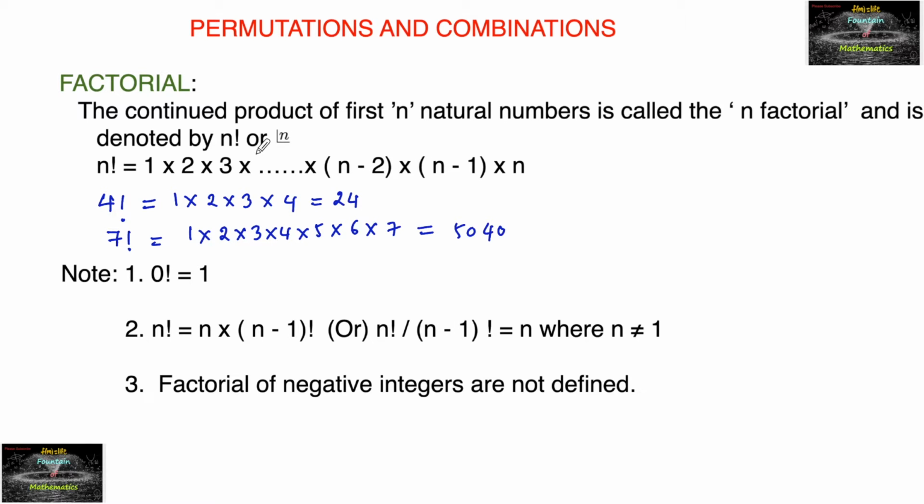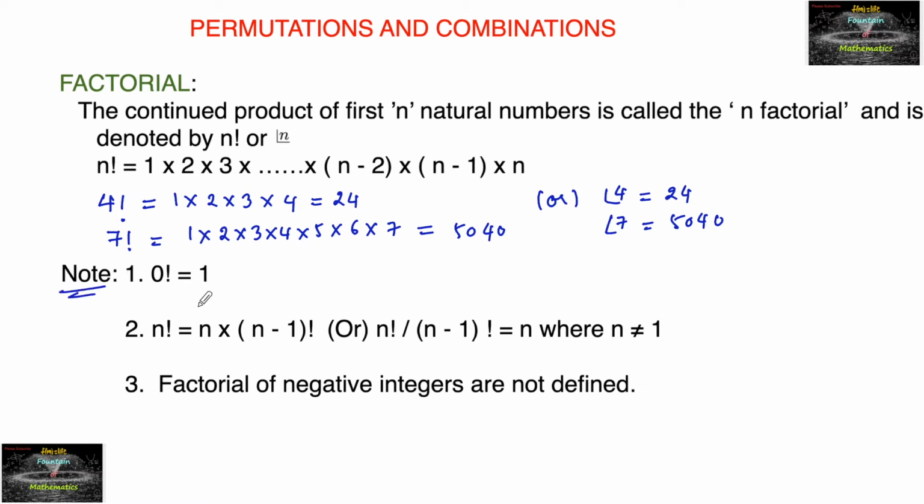So factorial means the product of the first n natural numbers, which is given by the symbol n factorial, or we can also use n!. So we can write 4 factorial is equal to 24, or 7 factorial is equal to 5040.